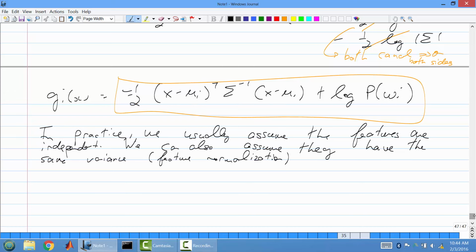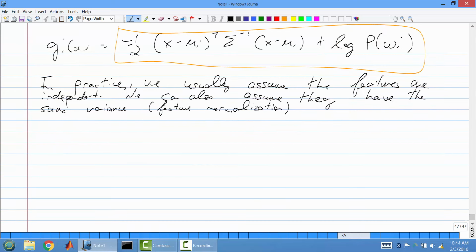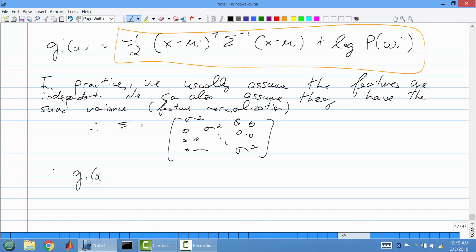I'm almost done. I've got a graph to show you, then I'm just going to cover another topic and we're good. Okay, so therefore, the covariance matrix is just a bunch of diagonal entries, and they're all the same variance. Okay, and these are all zeros. All right. So therefore, you can actually simplify this.